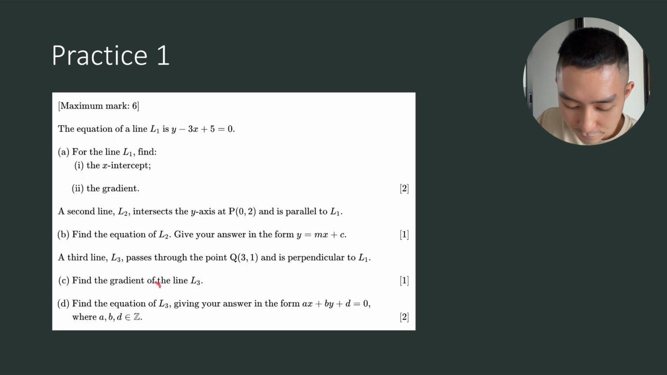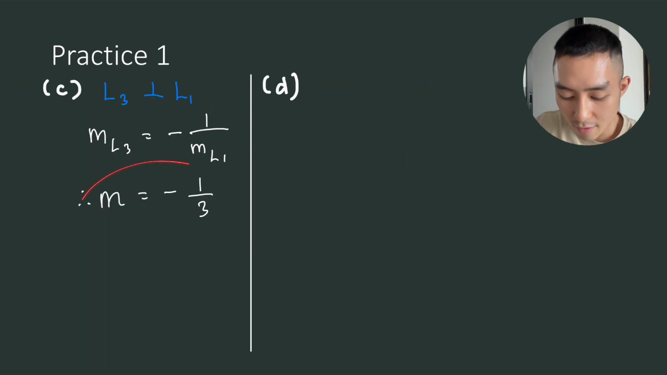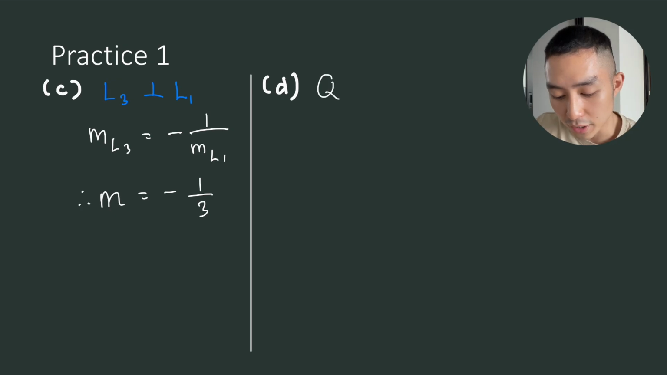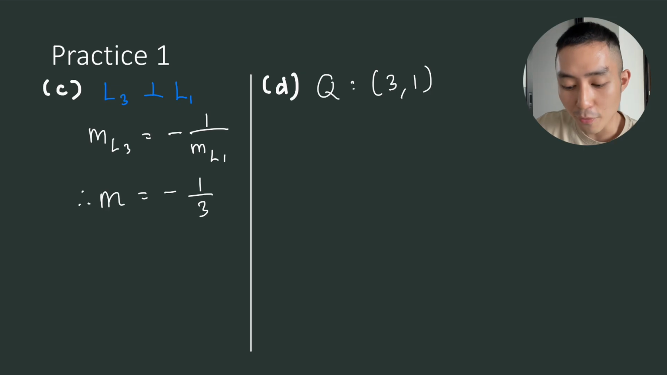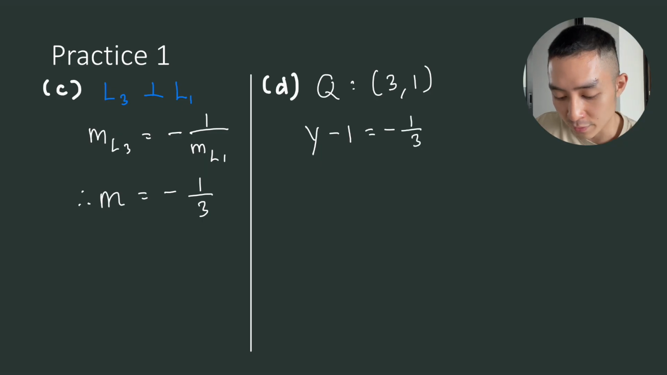So now we need to find the equation and write it in the general form. We have the gradient already, and we need to remember the position of the point Q, which is at (3, 1). So we can use the point-gradient form and rearrange the equation. y minus 1 equals the gradient, minus 1 over 3, multiplied by x minus 3.